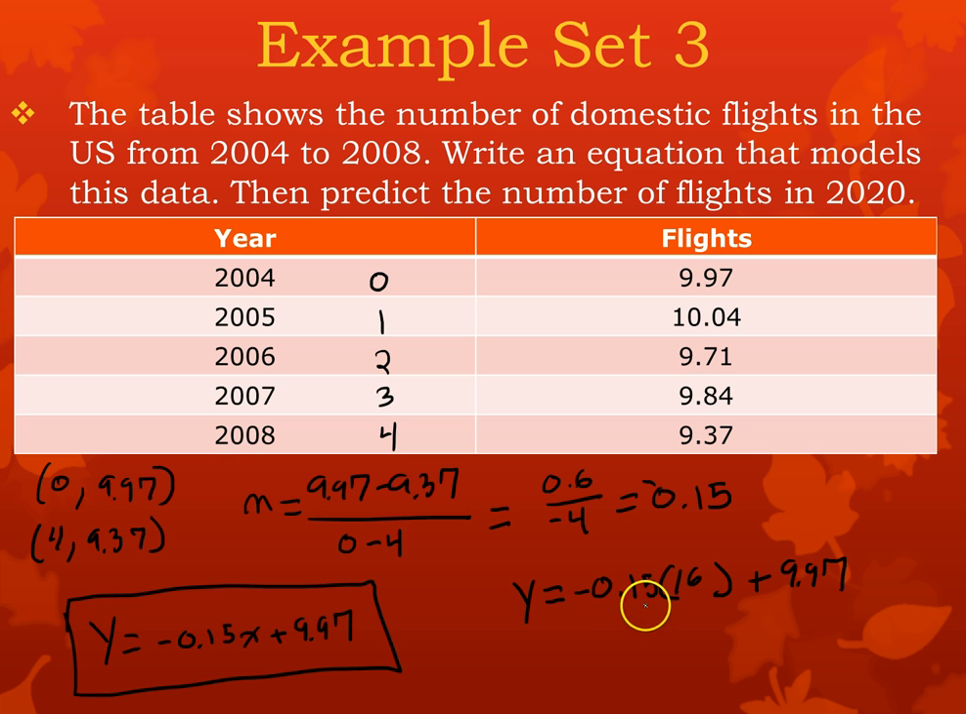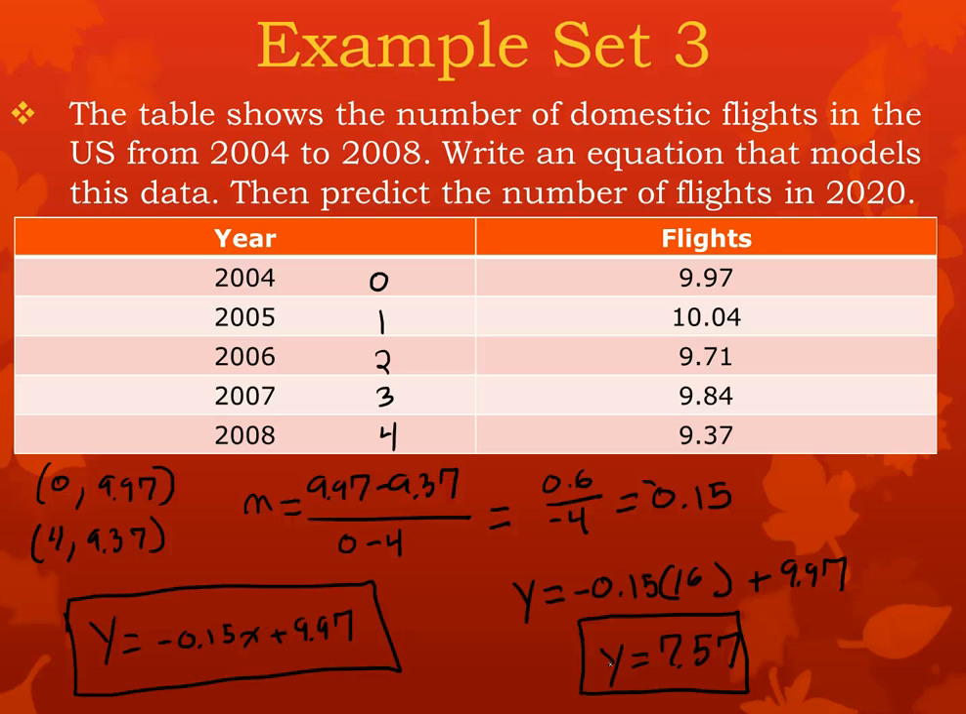And when I do that and multiply by negative 0.15, add the 9.97 to it, we're going to find that our answer is going to be y equals 7.57. I mean, there were 7.57 million domestic flights in the U.S. in 2020 is our prediction.